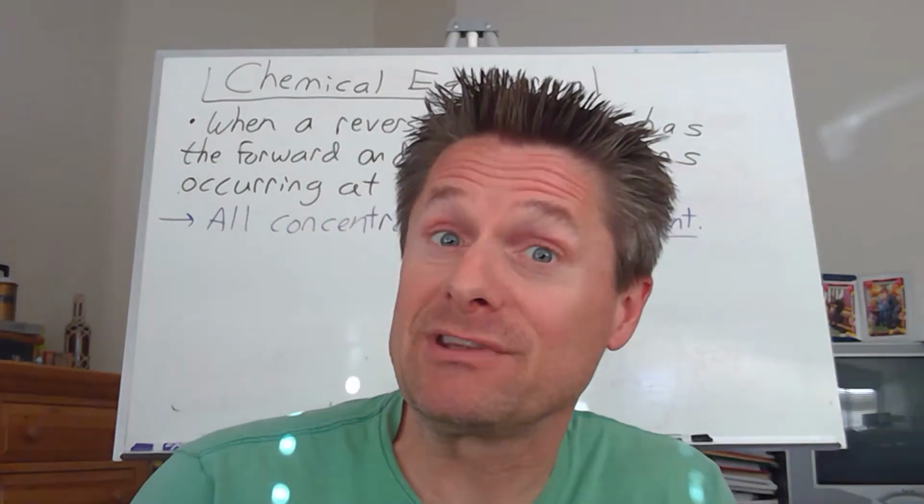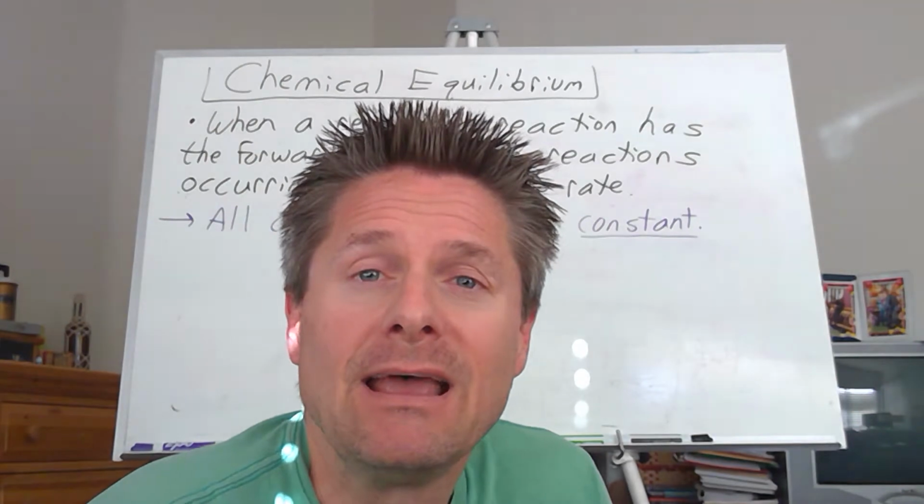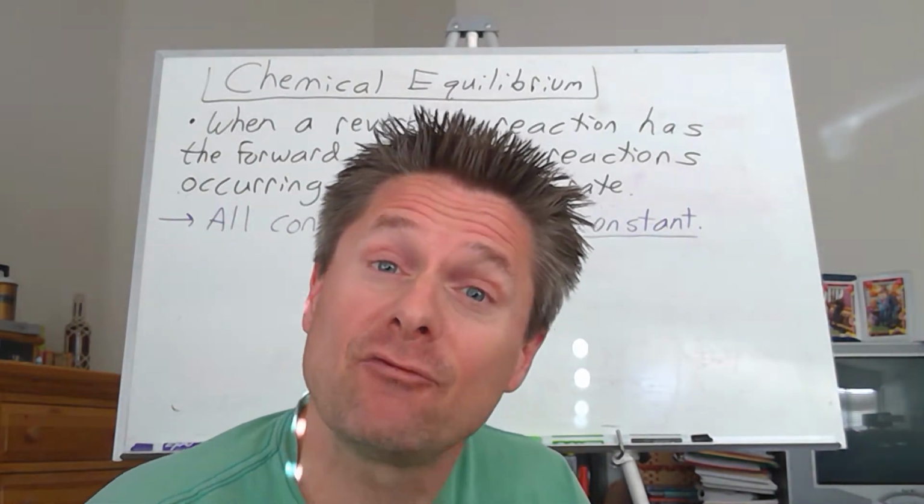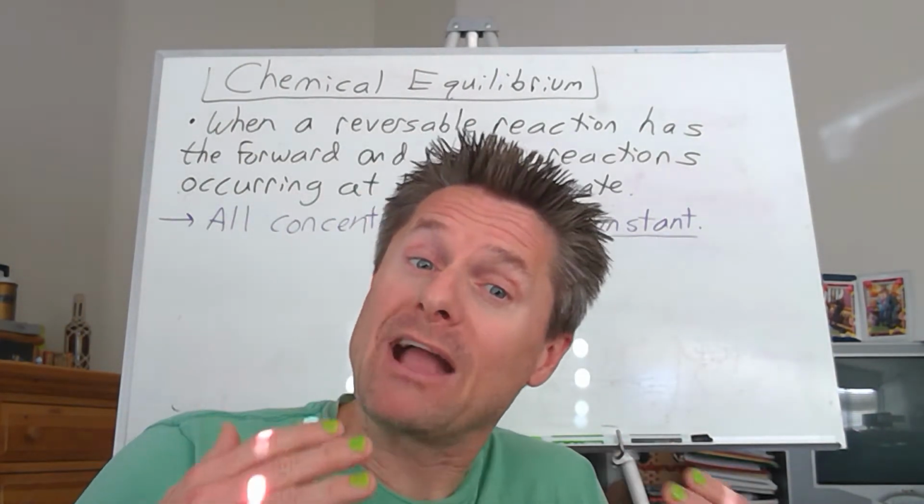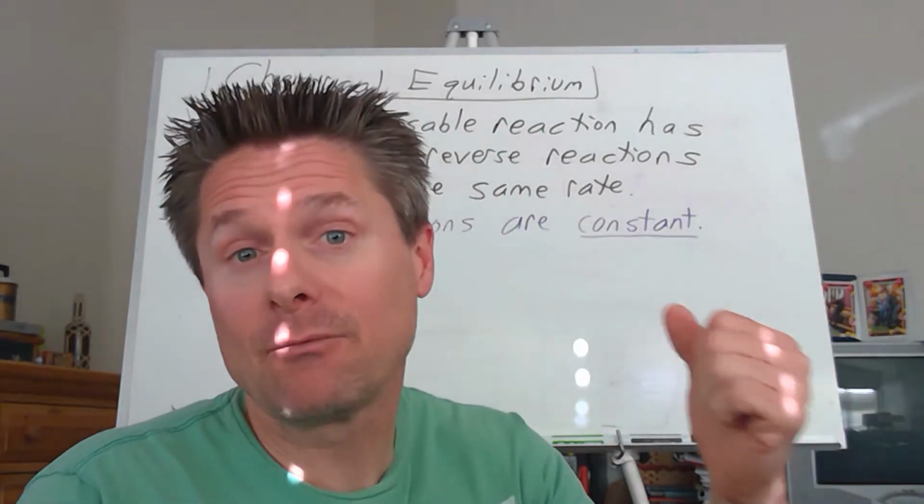So what we're interested in is chemists, all right? So same idea. We got two opposing processes occurring at the same rate. In this case, for a chemical reaction, we've got a reaction that's reversible, okay? And so it's got a forward reaction and a reverse reaction.